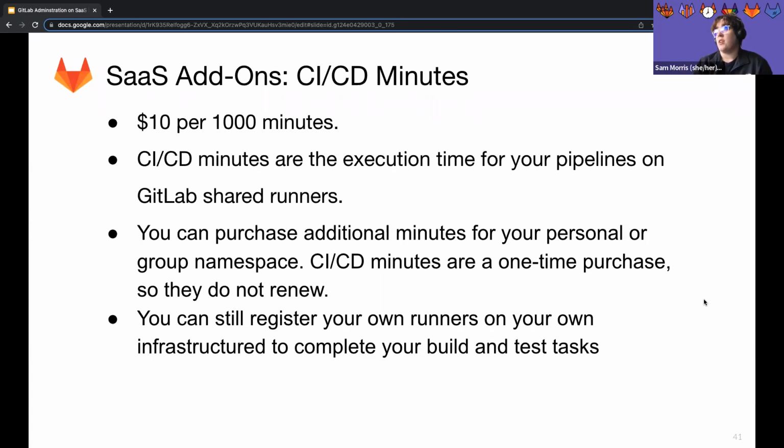The CI/CD minutes are the execution time for your pipelines on GitLab shared runners. So if you're using our infrastructure for your runners, you can use your own self-managed runners, set them up wherever. However, if you're using our shared ones, you will need to stay within a certain limit of minutes. You can buy more, and these purchases are one time. They don't renew annually or anything like that. It's just as needed, ad hoc, you can buy some extra minutes for your jobs.